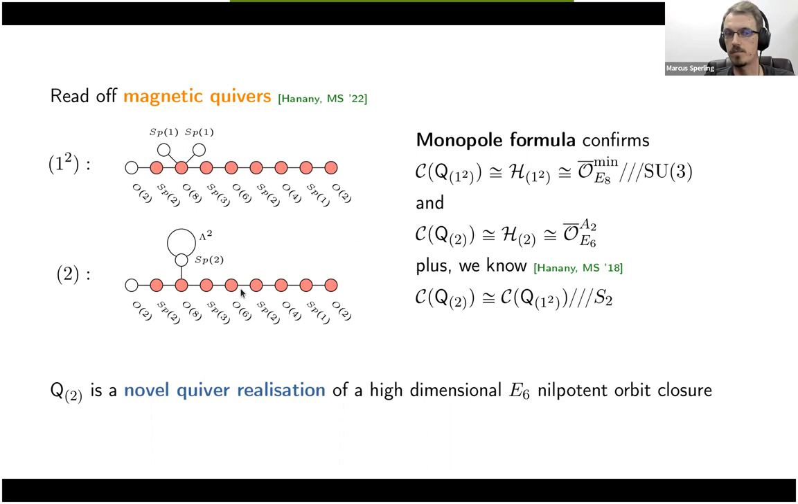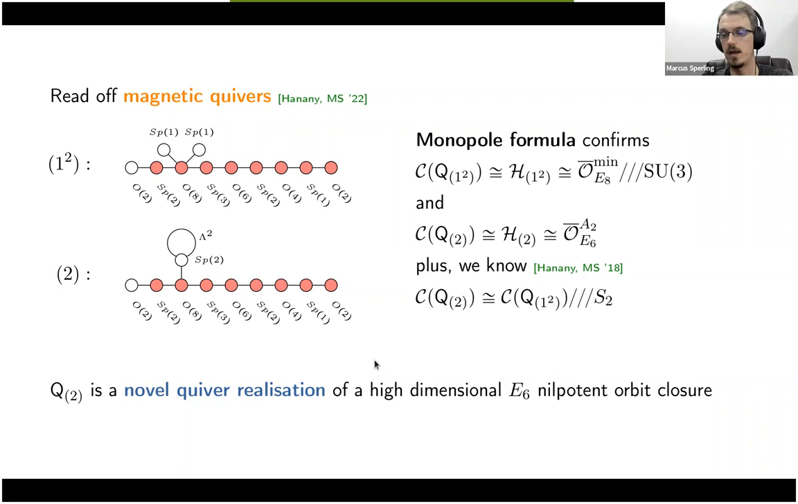And then, of course, this one we already know, because we know that these two Coulomb branches are related by an S2 hyperkähler quotient. So we also know that the Coulomb branch of this magnetic quiver really coincides with the E6 nilpotent orbit of dimension 21, right? And so the point to be happy about is, first of all, that we have a very nice realization of this Higgs branch. Although we know it's an E6 quiver, now we also know it is a nilpotent orbit. And we know which nilpotent orbit it is, and we do have a new quiver realization of this very high dimension nilpotent orbit of E6. Right? So that's part of the excitement.